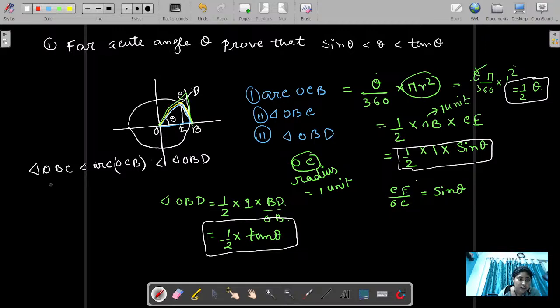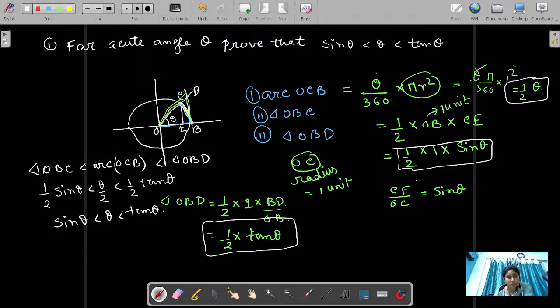So that means half of sine theta is less than theta by 2, which is less than half of tan theta. Now if we cancel this half, we will get sine theta is less than theta, less than tan theta. So that is the proof.